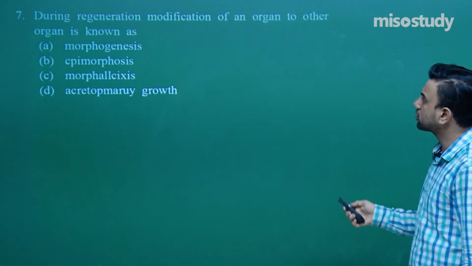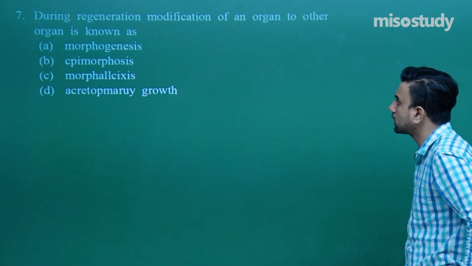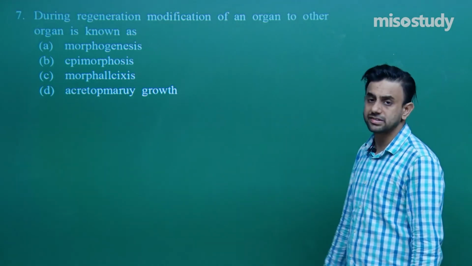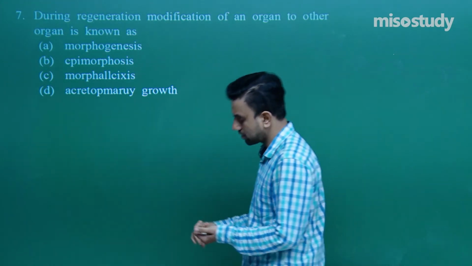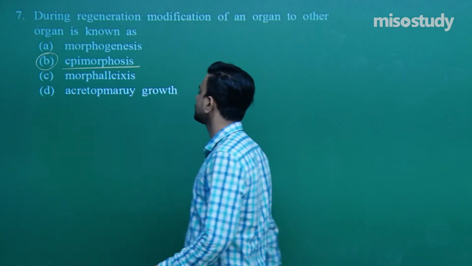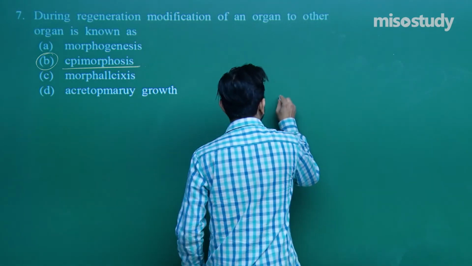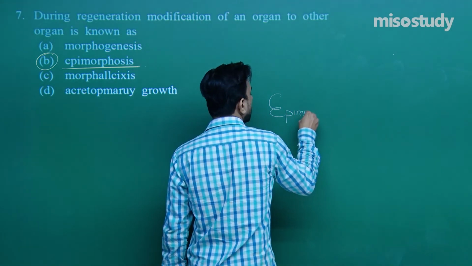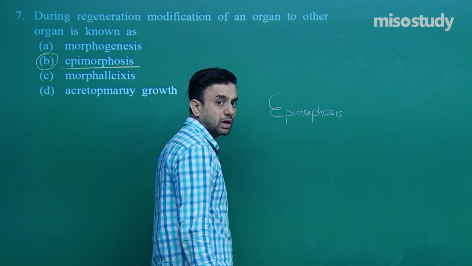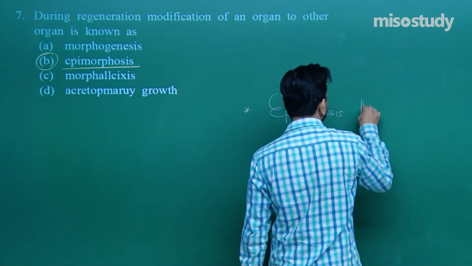Let's now talk about the next question. During regeneration, modification of an organ to another organ is known as what? This is epimorphosis. Now, what is epimorphosis? This is the seventh question we are doing. Epimorphosis is the generation of a new organ.